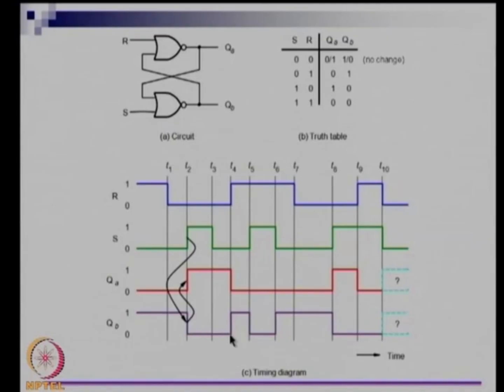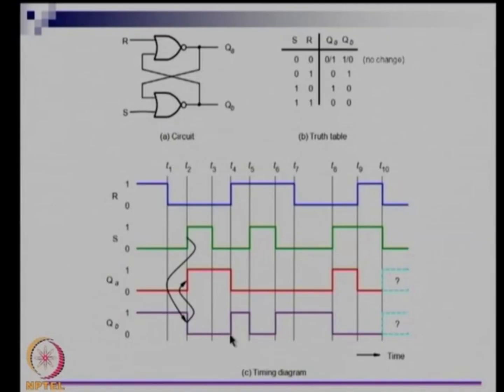If both S and R are 0, what would happen? Because R is 0, Q0 would be QA complement. So, let us assume that R is 0, S is 0, and QA is 0 and Q0 is 1 for a while. If QA is 0, then S being 0 gives QA NOR S, which is 0, and the complement of that makes Q0 become 1. And because R is 0, you have 1 NOR 0, that is 0, and the complement of that will go to 1. So, QA will remain at 0 and Q0 will remain at 1.